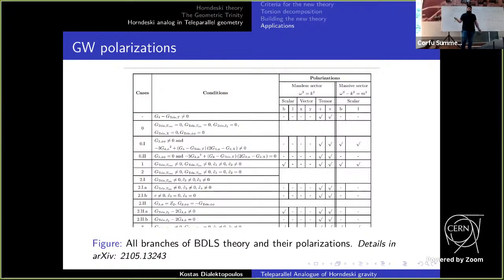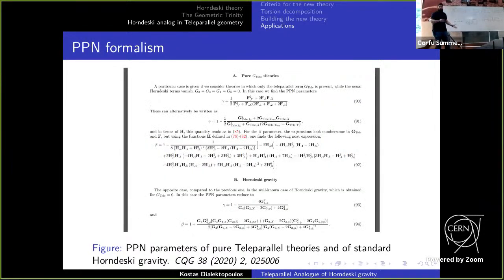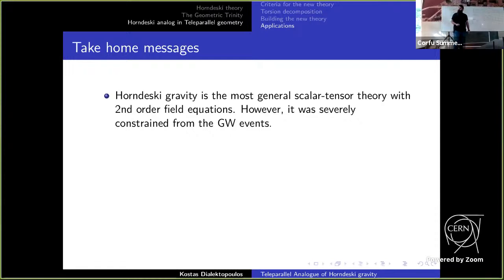We did an SVT scalar-vector-tensor decomposition, and we found the propagating degrees of freedom and the polarization modes. Also, the PPN analysis has been done. Of course, if one wants to confront the theory with observations, one has to use the PPN formalism. Schematically, I show you here, for example, that the Horndeski PPN parameters are given by these beta and gamma formulas. These are lengthy expressions of the arbitrary functions of the action, and details can be found in this paper as well.